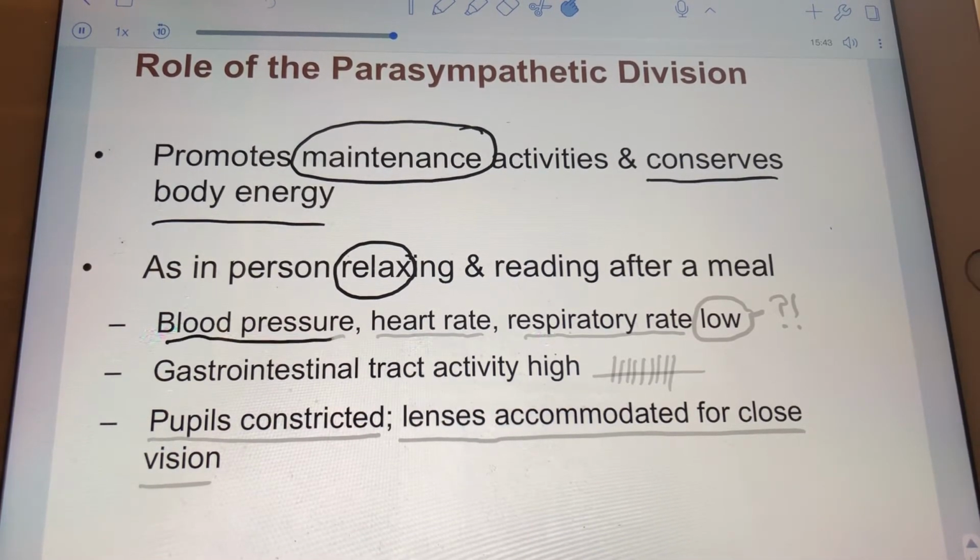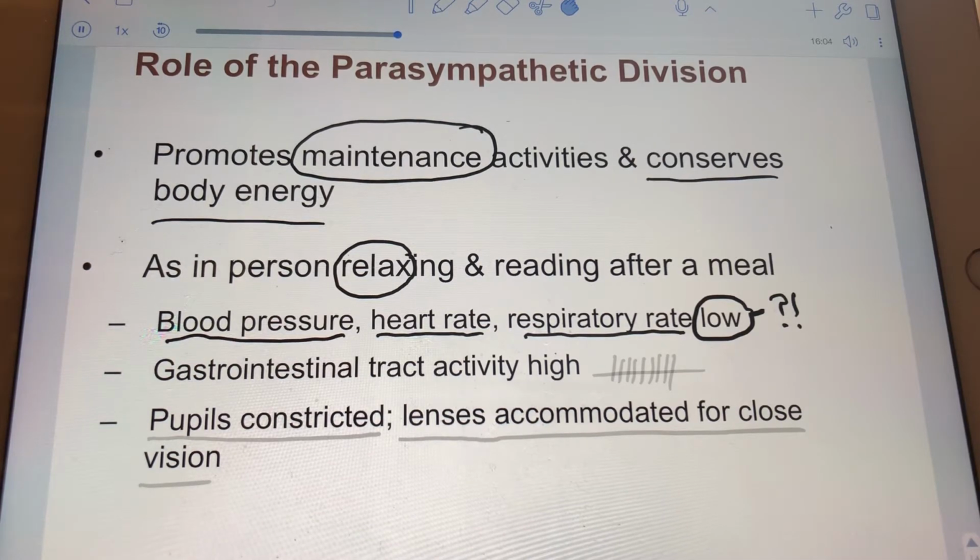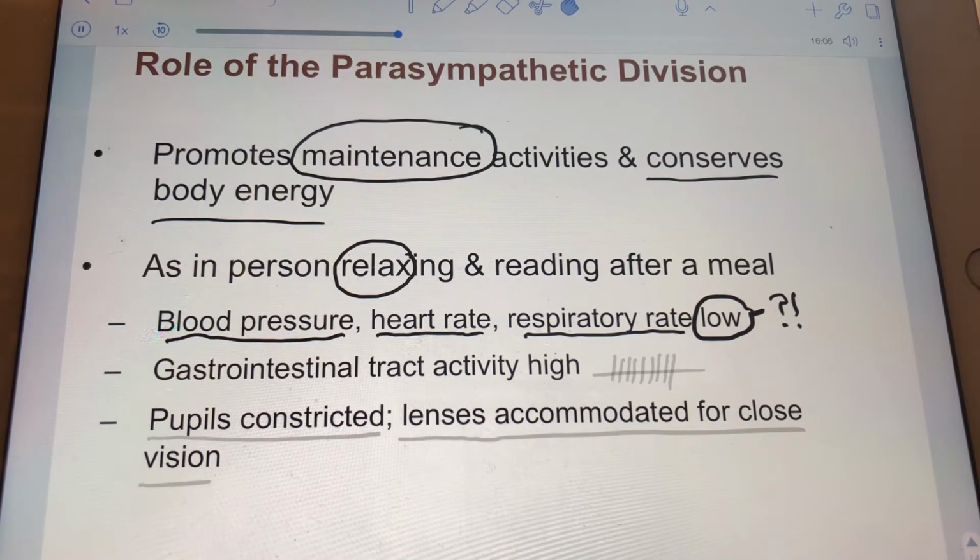Blood pressure, despite this slide, it's not as if it's lower than homeostatic balance. It should be at homeostatic balance when someone's relaxing. Same thing with heart rate, same thing with respiratory rate. But yes, low with respect to or in comparison to the sympathetic nervous system, okay?